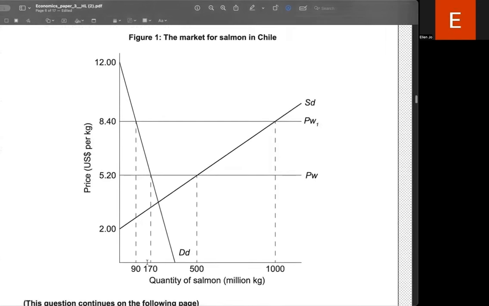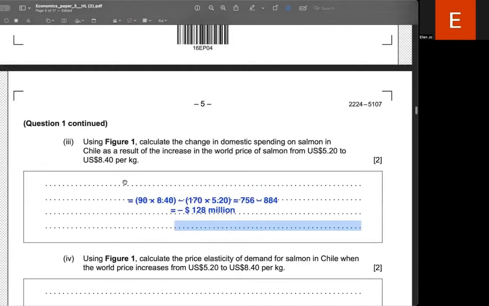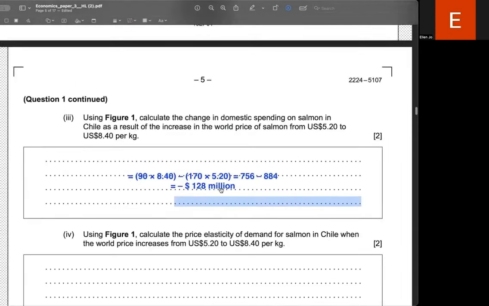So you can say that the revenue, so the price used to be this much, but now it is increasing this much. So yeah, that's the domestic spending.